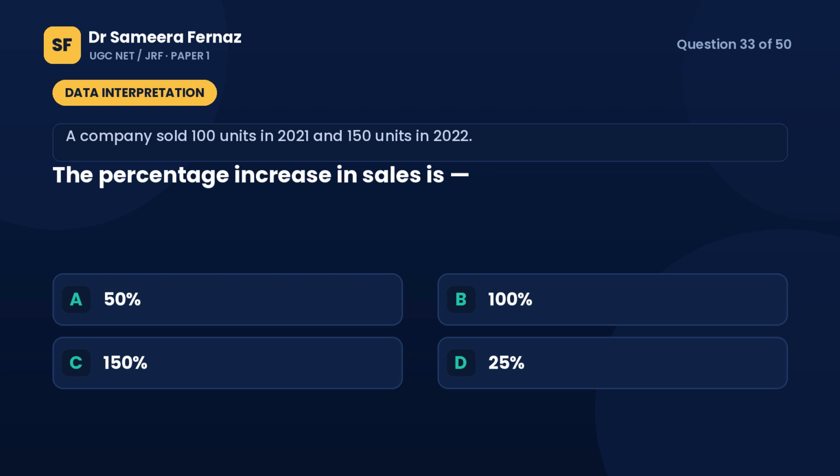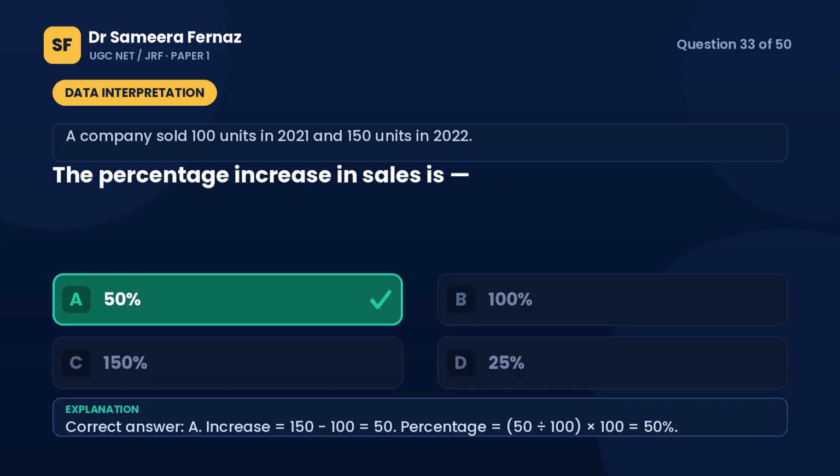Question number 32. Data interpretation. 50 students, 30 are girls. What percentage are boys? So the answer is option A, 40%. 20 boys out of 50.